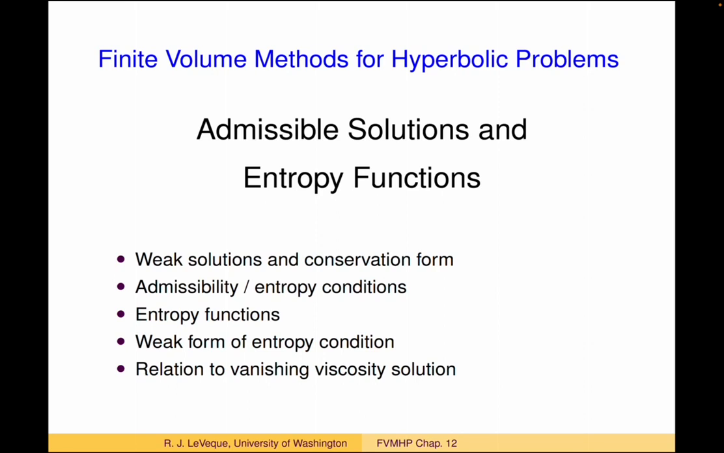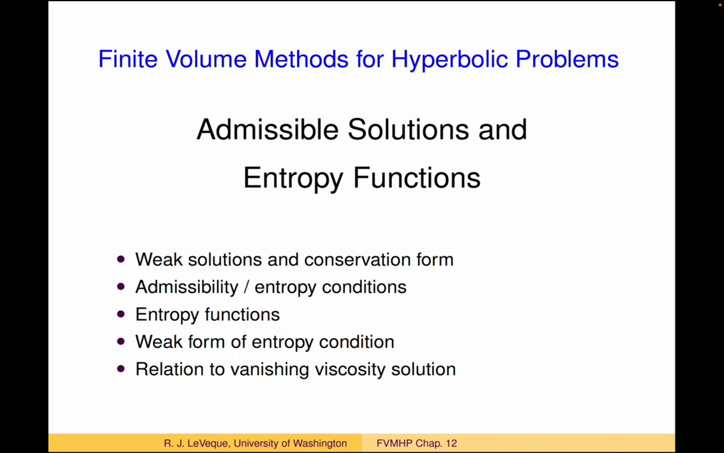Okay, in this lecture, we're going to talk a bit more about weak solutions of nonlinear conservation laws and the idea that there are sometimes non-unique weak solutions and we need to pick out the physically reasonable one. And so we'll review some things about weak solutions in conservation form, but that will lead into a discussion of entropy conditions and entropy functions as a way to impose admissibility criteria.